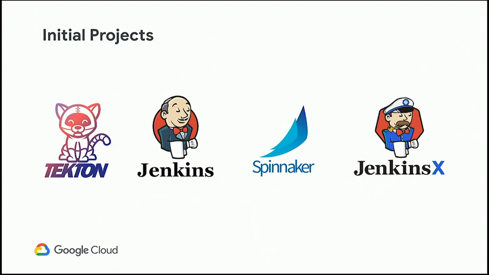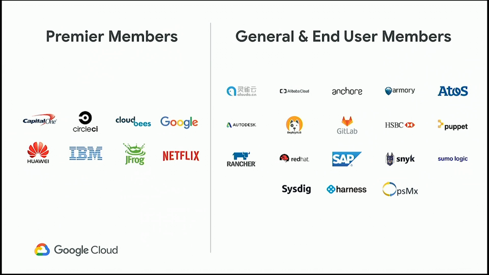And so initial projects of the CDF include Tekton, Jenkins, Spinnaker, and Jenkins X. Now you've seen Tekton integration with Jenkins X. We're also excited that we're starting to integrate with Spinnaker as well. And so these are the current members of the CDF, and we're really excited to work with them on our mission to help companies practice continuous delivery and bring value to their customers as fast and securely as possible.